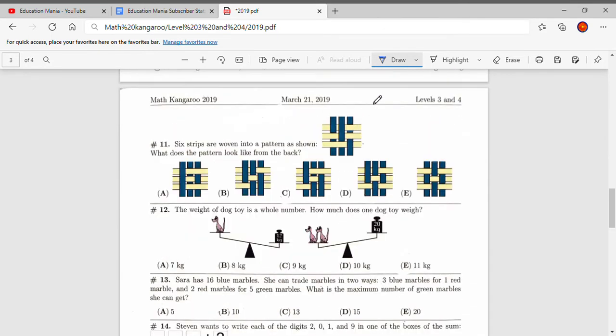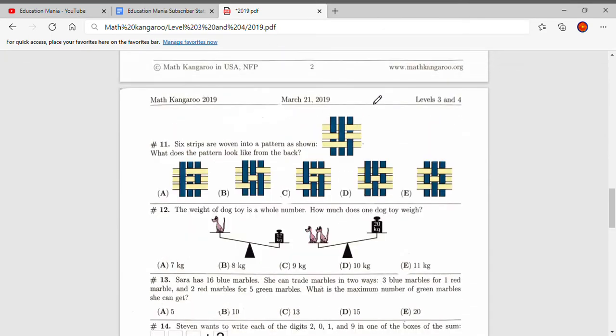Number 11. 6 strips are woven into a pattern as shown. What does the pattern look like from the back? First note is that when you look at this from the back, this one will be the first one you see, this one will be second, this one will be third. So why don't we start with this one?